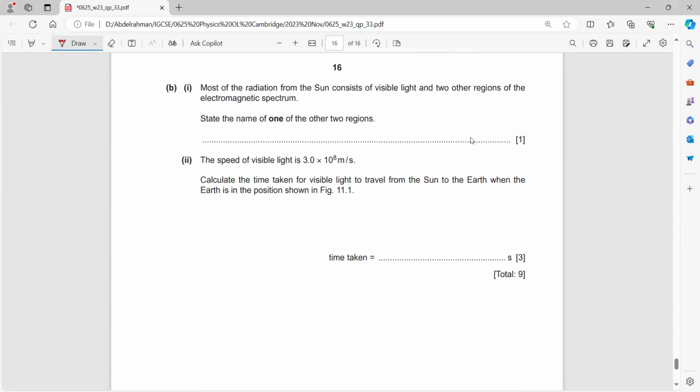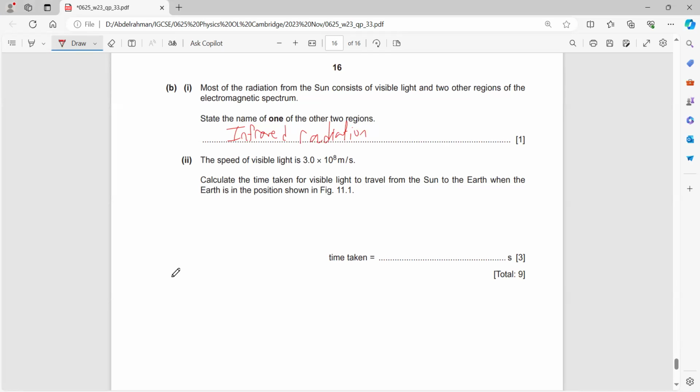Most of the radiation of the sun consists of visible light and two other regions. State one of the two other regions. Ultraviolet and infrared. Correct. We will just write down one of them. I will write down, for example, infrared. If you write down ultraviolet, correct. Someone wrote down gamma. No, gamma is wrong. Gamma is not right. Infrared radiation or ultraviolet radiation.